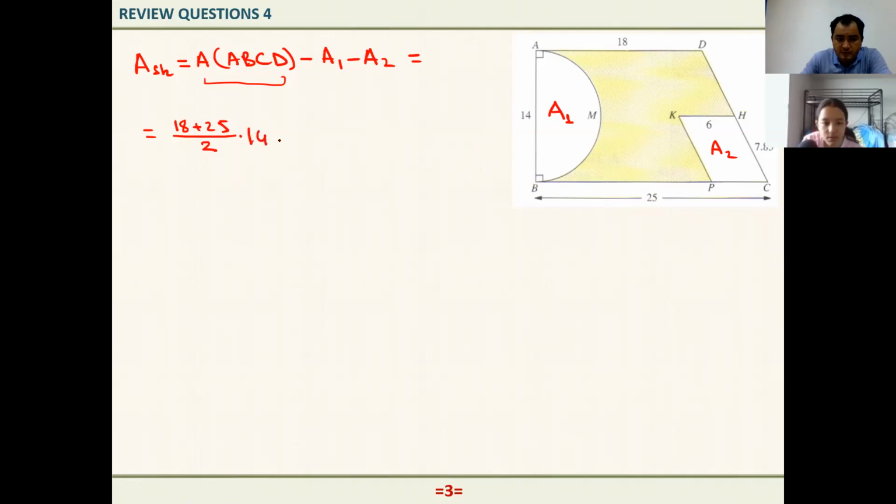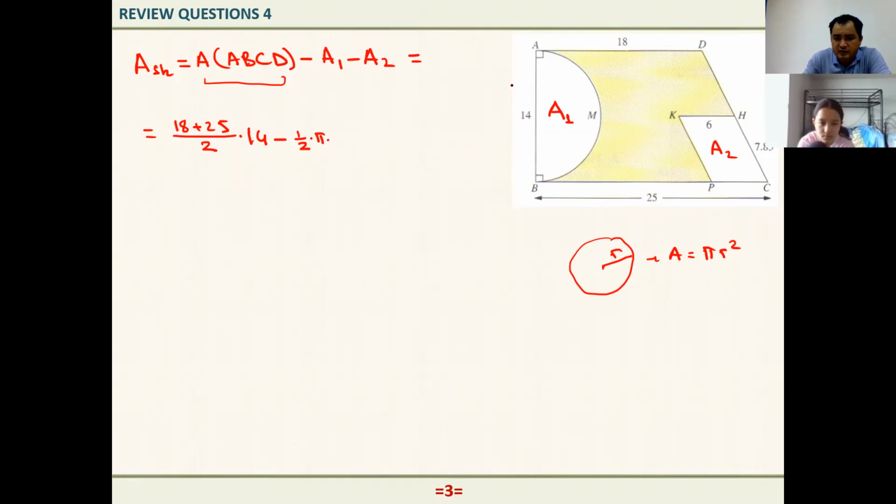14 minus, and how do you find the area of the semicircle? Let me see. What is the area of the circle? If this radius is r, area equals pi r squared, right? So here we are talking about semicircle, so that is half of it. 1 over 2 times pi times r squared.